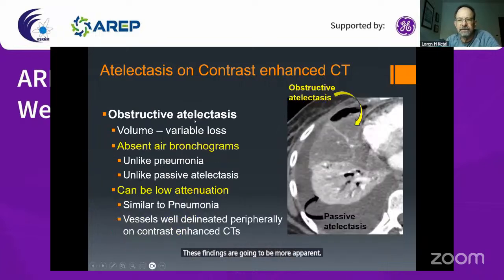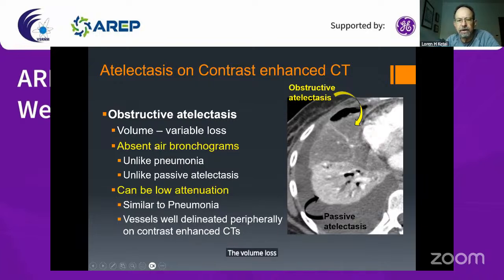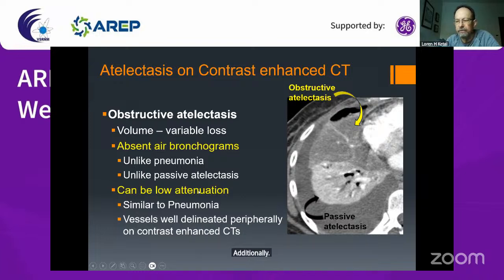Obstructive atelectasis is a little different. The volume loss is variable, and because the bronchi are occluded, air bronchograms are often absent. Okay, unlike pneumonia and unlike passive atelectasis. Additionally, this area of obstructive atelectasis can be low in attenuation, similar to pneumonia.